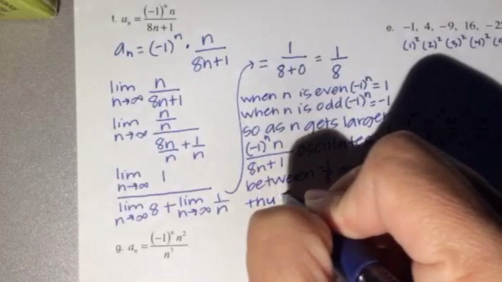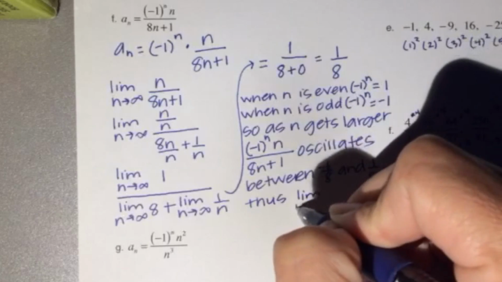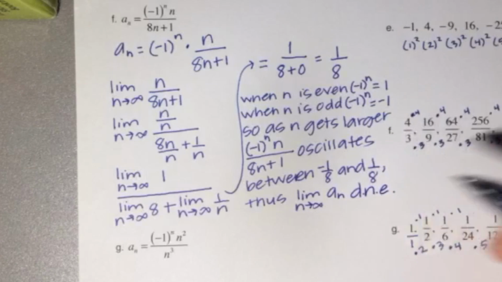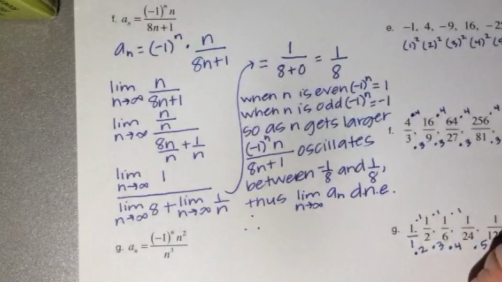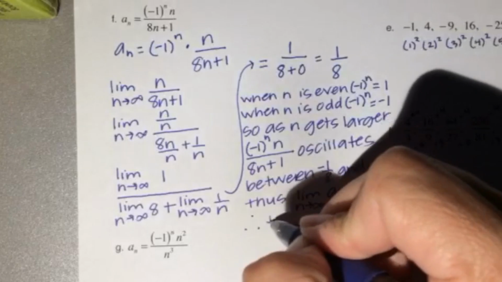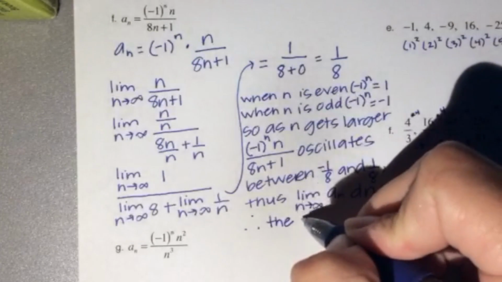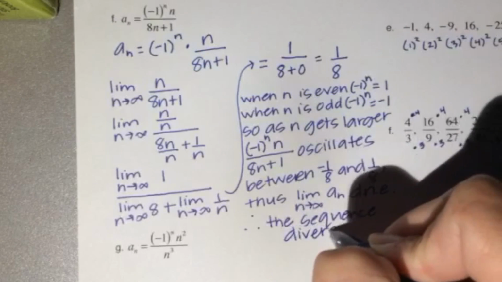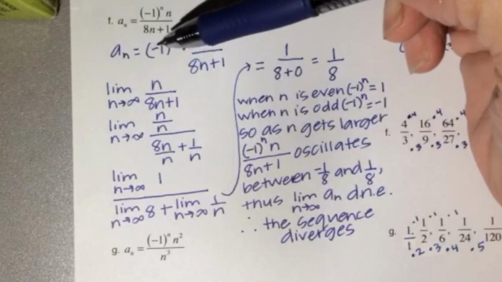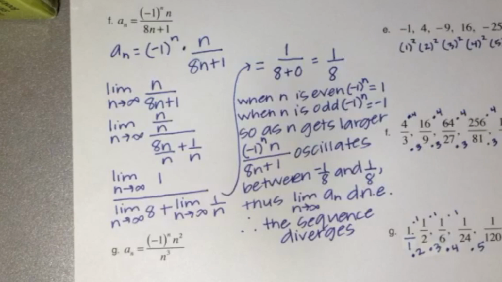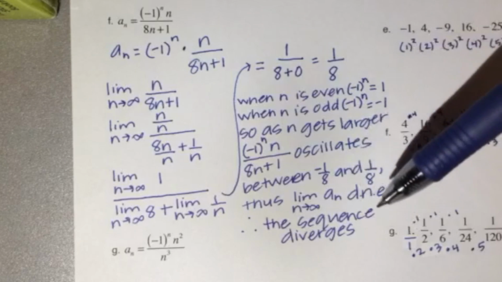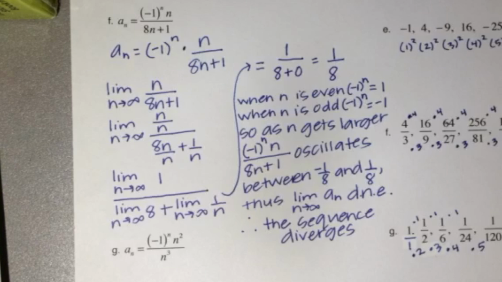Thus, the limit as n approaches infinity of this sequence does not exist. So therefore, the sequence diverges. We really spelled that out right there just to make sure that we understand what's going on. So again, this term right here is making it oscillate from negative to positive, which means that this whole sequence is going from -1/8 to +1/8, and so therefore, because it's not approaching a single value, it's oscillating between two, it's going to diverge.